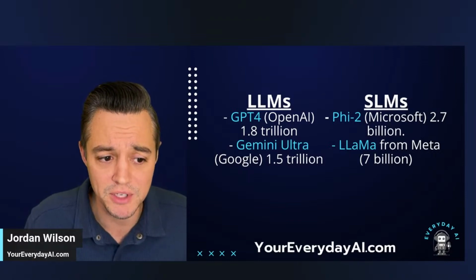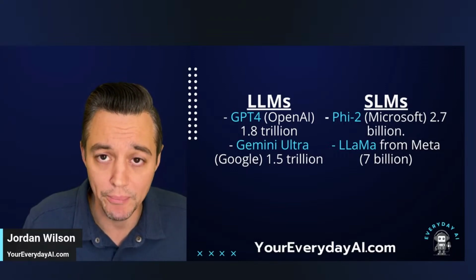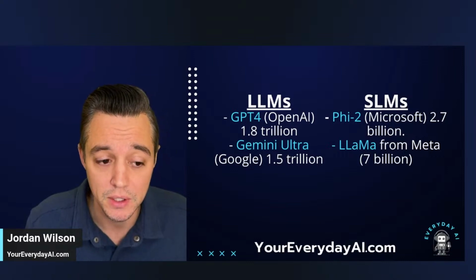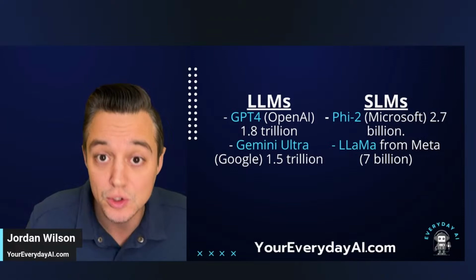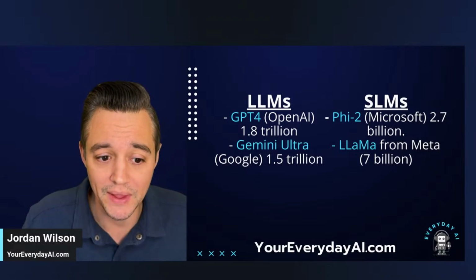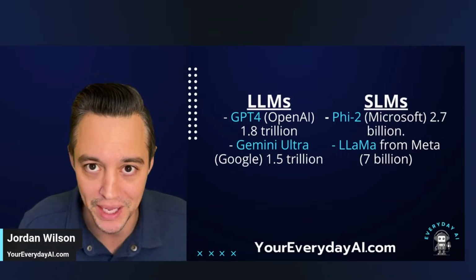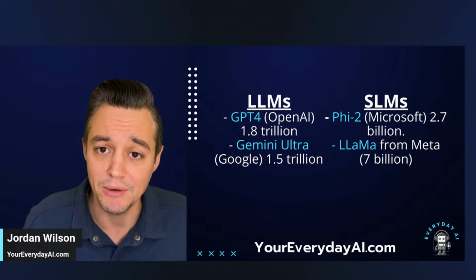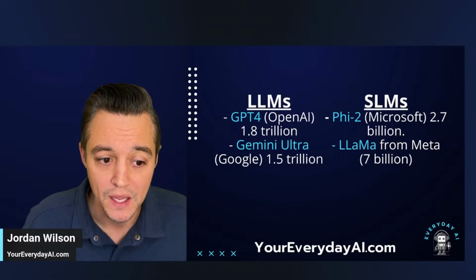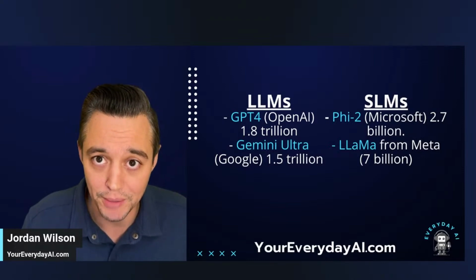As an example, large language models, probably the two most popular ones, are GPT-4 from OpenAI, which is reportedly about 1.8 trillion parameters. Gemini Ultra from Google is reported at 1.5, 1.6 trillion parameters. All right, then let's look at some popular small language models that maybe would have been considered big 3 years ago, but they're not. They're small now. Phi 2 from Microsoft is about 2.7 billion parameters. Then you have Llama, a very popular open source model from Meta, at about 7 billion parameters.